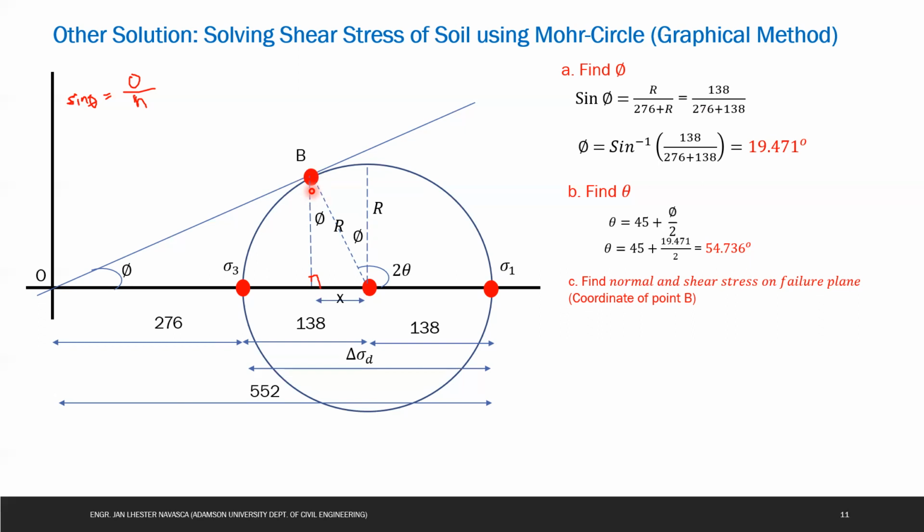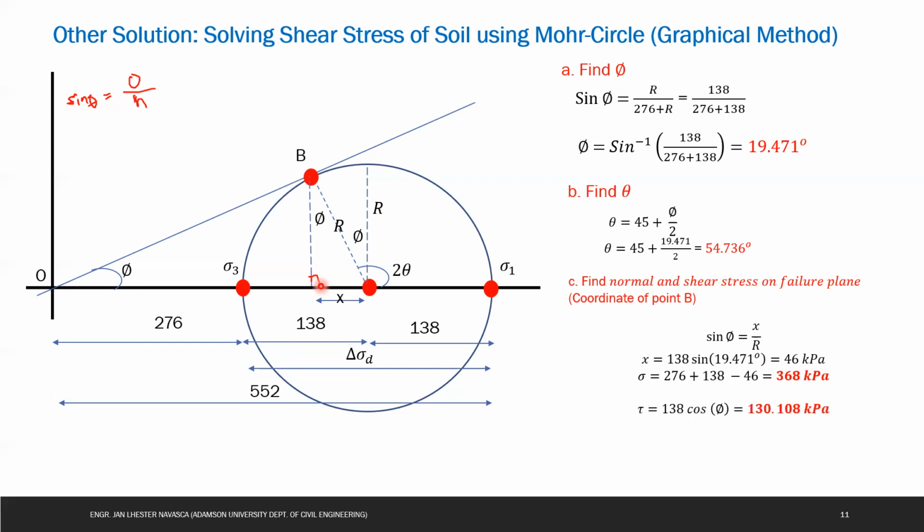Okay, so paano natin ma-solve yung value of that x? To solve for that value of x, we can use this triangle. If we use that triangle, sine phi is opposite over hypotenuse r. Sine phi is equals to x over r. Therefore, our value of x is r sine phi, which is equals to the radius of the Mohr circle, 138 sine of 19.471, that is 46 kPa. So 46 kPa, itong length na to. So therefore, the normal stress at point B is equals to 276 plus 138 minus 46, you get 368 kPa. Okay, which is exactly the same as using the stress transformation equation.